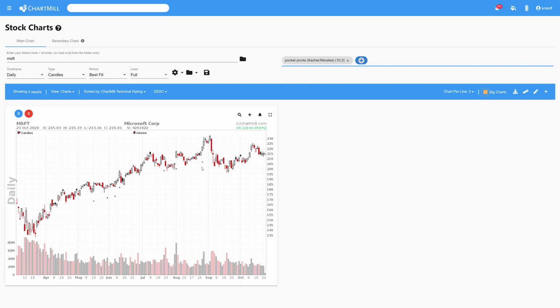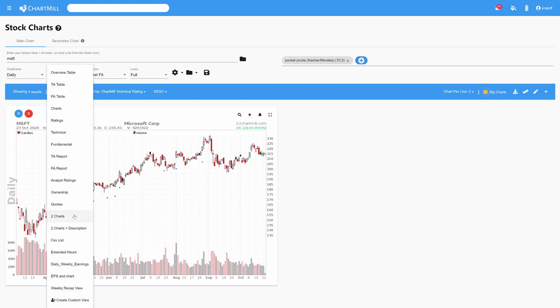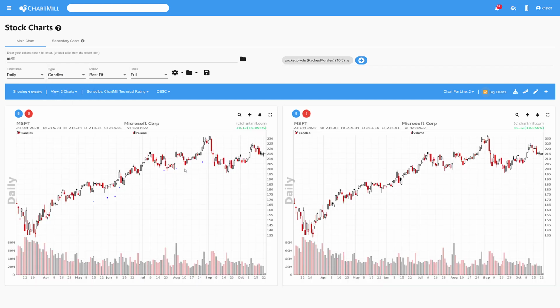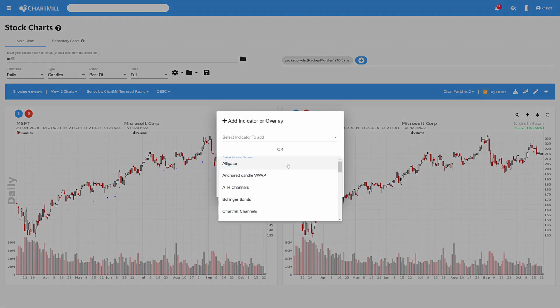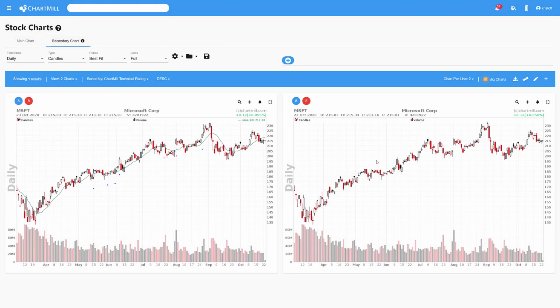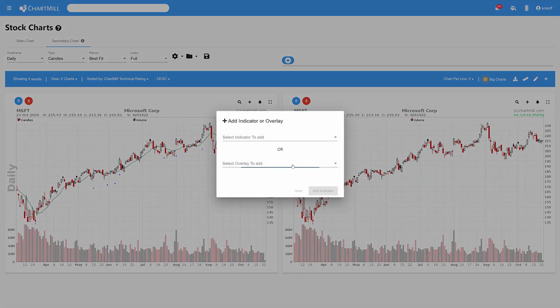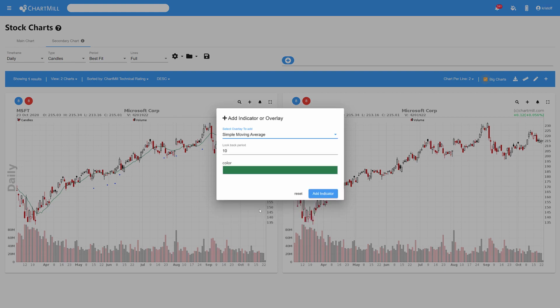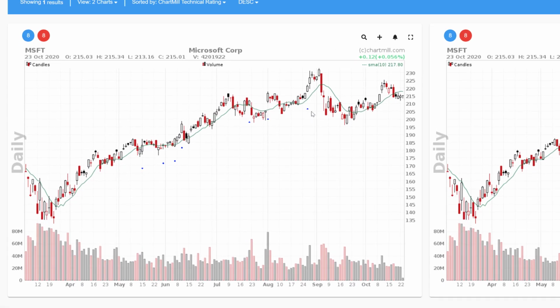I use Microsoft's daily chart to show the difference. First, I am going to change the view settings so that I can place two daily charts next to each other. Then I add a 10-day SMA on both of them, which is the green line on the chart. On the first chart, I add the overlay pocket pivot, being an SMA 10 and a standard deviation of max 3%. The blue dots that appear on the first chart indicate all the corresponding pocket pivots.